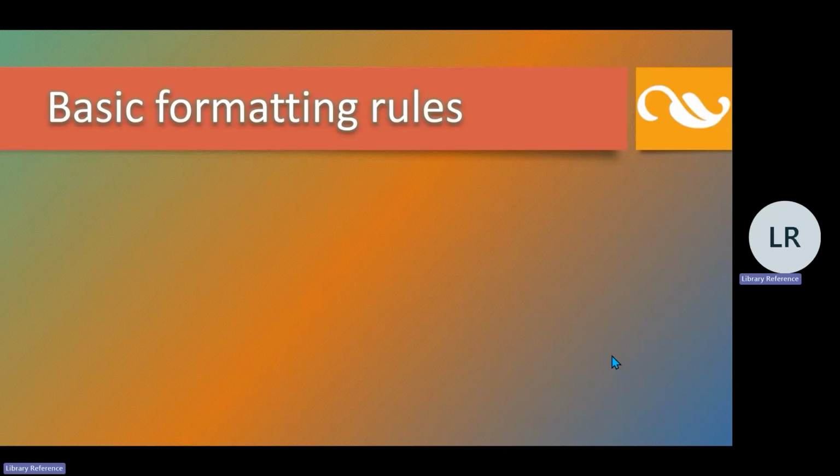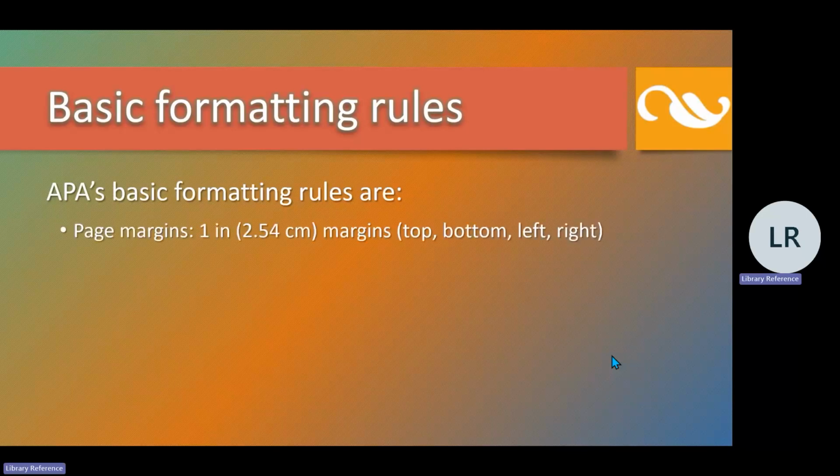I'm going to start with the basic formatting rules of APA. These basic formatting rules apply both to professional and to student papers. So the basic formatting rules are the following. First of all, the margins of the page, and when I say margins, I mean the empty area at the top, bottom, left, and right of each page, should be 1 inch long. The line spacing of the text should be double. The alignment of the text should be on the left side of the page.